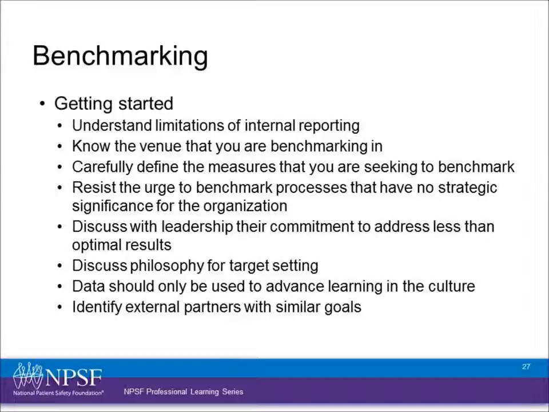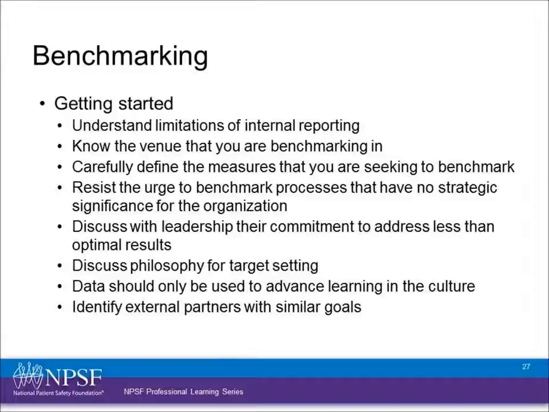Benchmarking, when done well, takes time and effort. And I would say a caveat, again, that I've learned is to resist the urge to benchmark activities or processes that have no strategic significance for the organization. So doing any of these kinds of things that I've talked about in this program today, just to do them, really isn't wise for the organization. I think it causes fatigue.